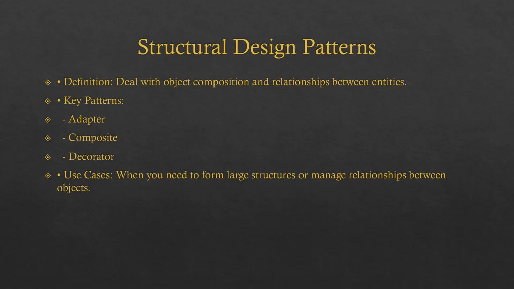Structural design patterns emphasize the composition of objects and their relationships. They ensure that large structures are well organized and maintainable. Examples include the adapter, composite, and decorator patterns. These patterns are commonly used when managing complex relationships between objects.